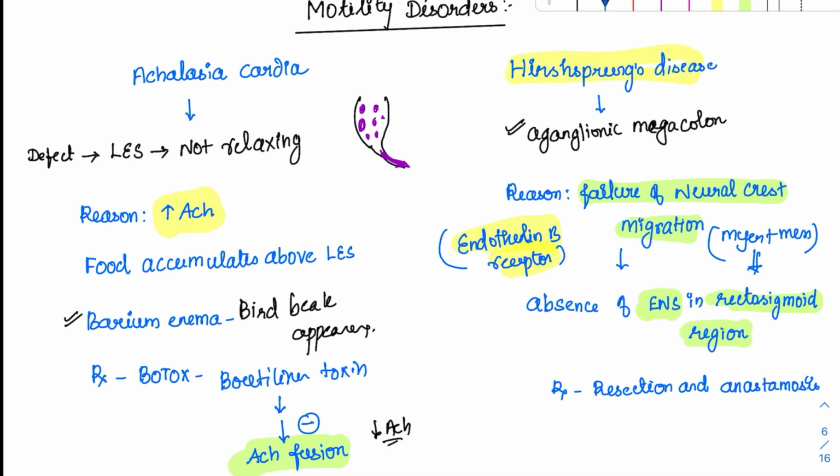So what is the treatment? The entire segment is not functional. The entire segment is not getting ENS. We cannot supply the enteric nervous system there. So our option is to go with resection and anastomosis. This is the best option for Hirschsprung's disease. So these are the two motility disorders we should remember.